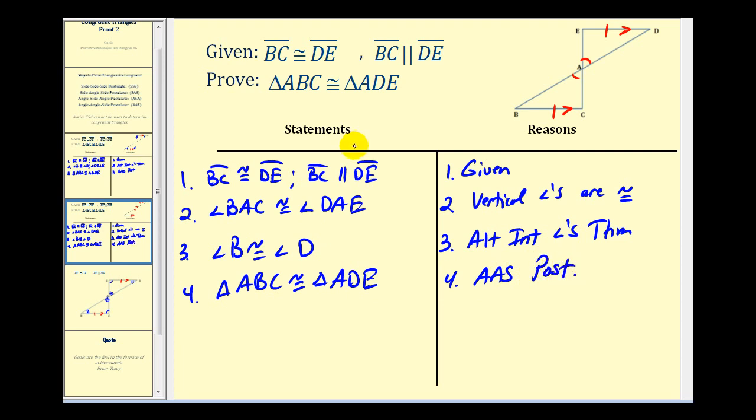So there's often more than one way to construct a geometric proof, so just because your answer may not match the back of the book doesn't mean that it's incorrect.